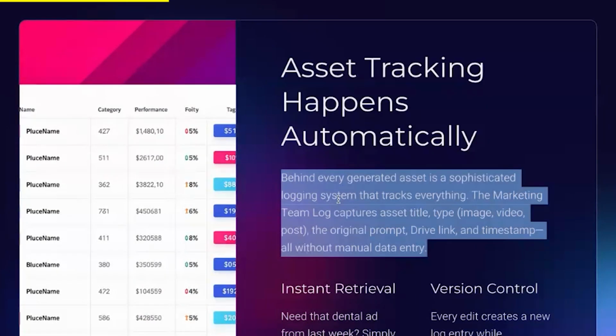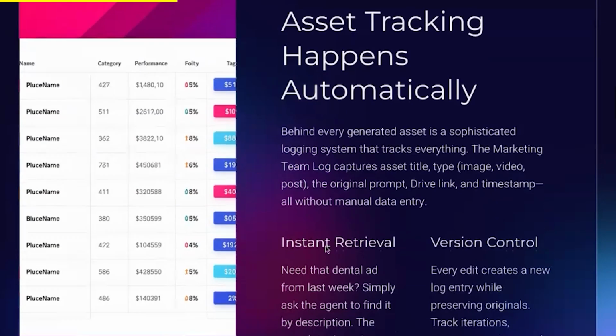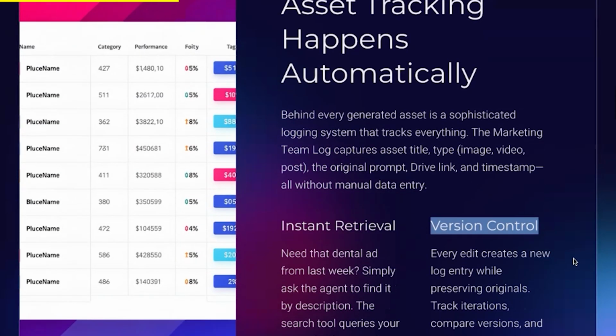Asset tracking happens automatically. So behind every generated asset is a sophisticated logging system that tracks everything. So the marketing team captures assets, titles, images, videos, posts, the original prompt, with drive links and timestamps, all without manual entry, right? So you get instant retrieval as well as version control.